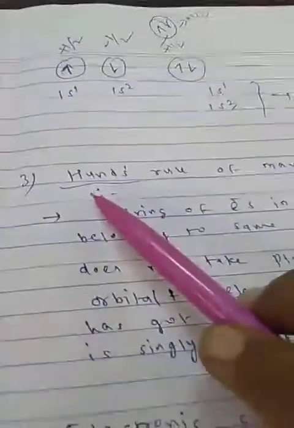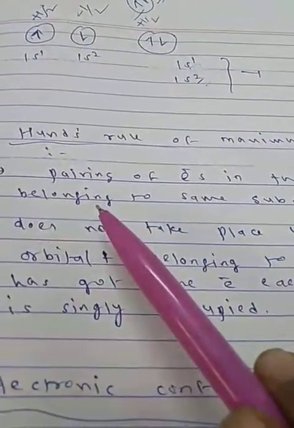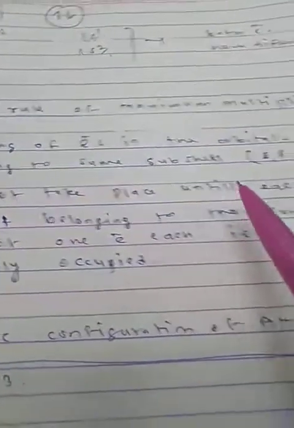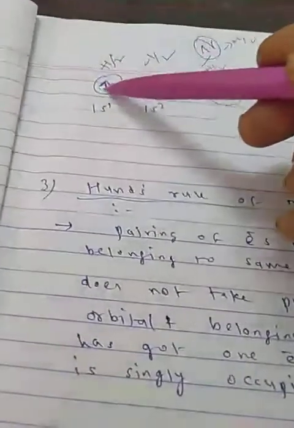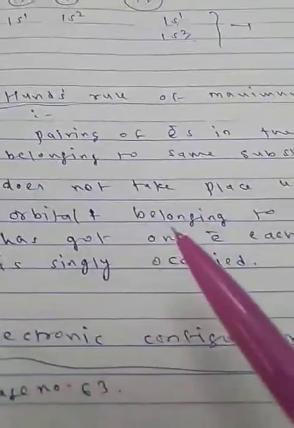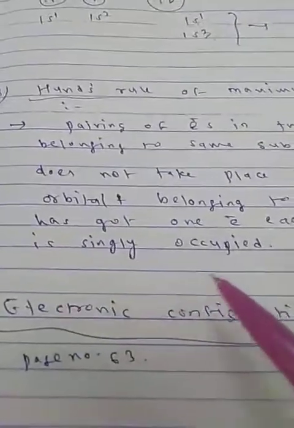Now our next rule is Hund's rule of multiplicity. Pairing of electrons in the same orbitals belonging to the same subshell, whether s, p, or whatever, does not take place until each orbital belonging to that subshell has got one electron each, that is, it is singly occupied. Now, for the electronic configuration of atoms, on page number 63, I am showing you how we will fill the electrons.